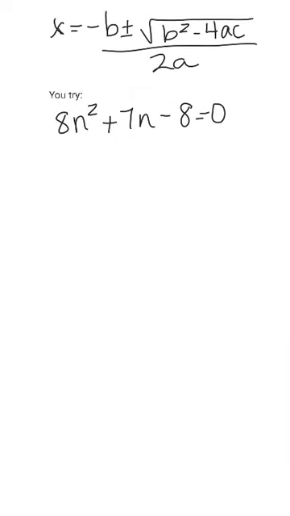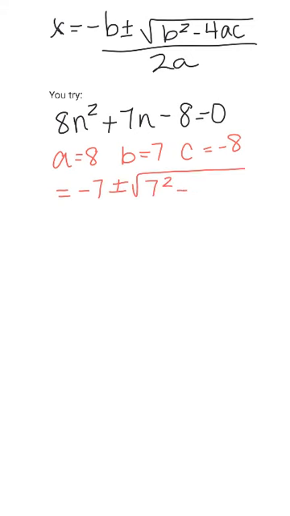Alright, this is a you try, so go ahead and try it on your own and then pause the video. Then come back and hit play and check your answer. Again, this is in descending order, so I would start by labeling A to be 8, B to be 7, and C to be negative 8, and then plug them in. So N would equal negative B, so that would be negative 7, plus or minus B squared, so 7 squared minus 4 times A, which is 8, times C, which is negative 8, all over 2A, which is 8.